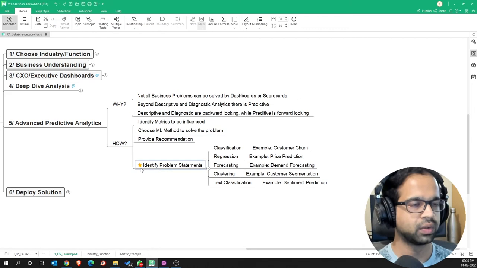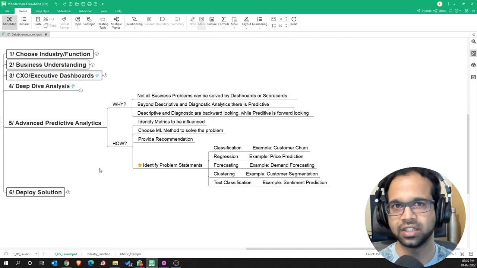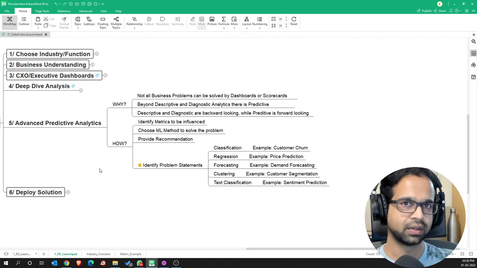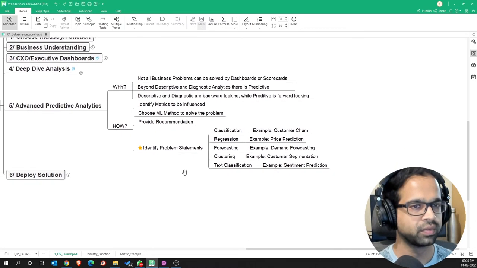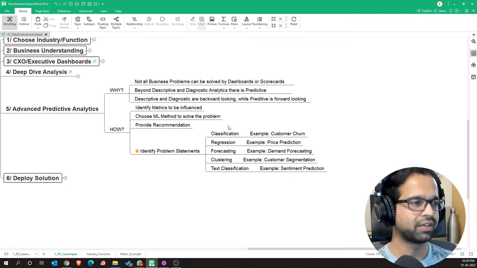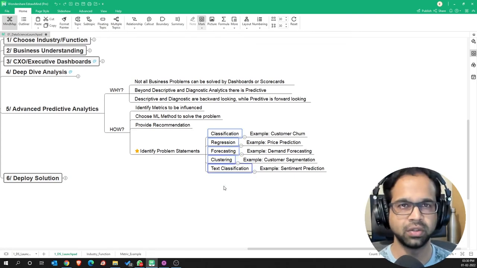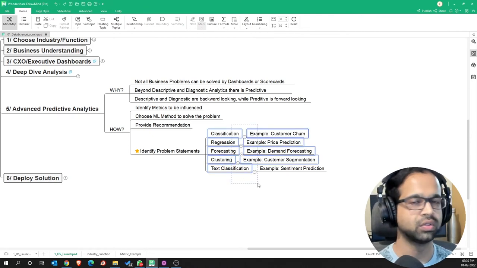And so instead of going through all of the machine learning algorithms and theories and all of that, you're going to identify certain problem statements in your chosen domain and function and pick out one case of each of the problem statements that we have. For example, we'll have five different ones, which are the most commonly used in industry, and you don't need a lot of learning curve to solve these problems.